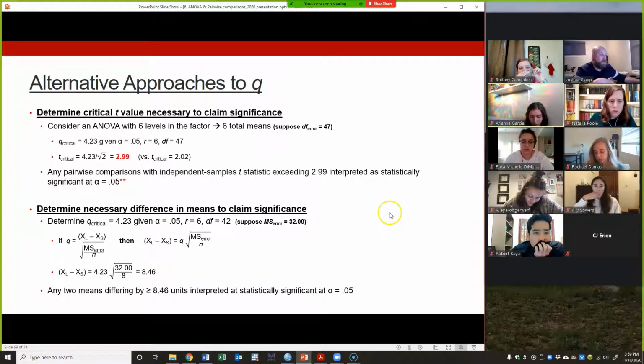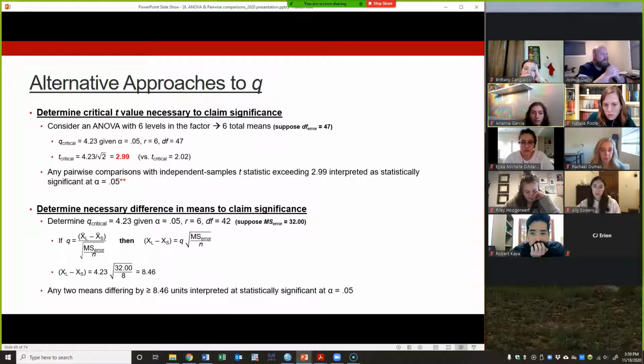So then what I can do with that is just take a look at my means. And any two means that differ by 8.46 or greater, I can interpret as statistically reliable at Tukey alpha 0.05.